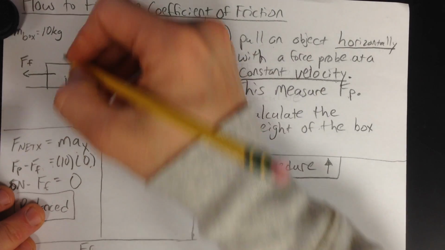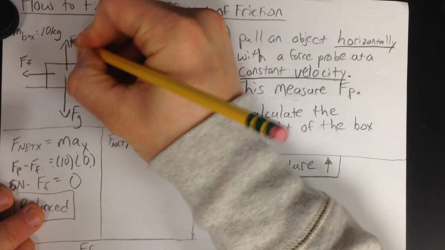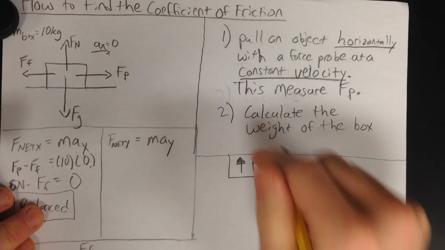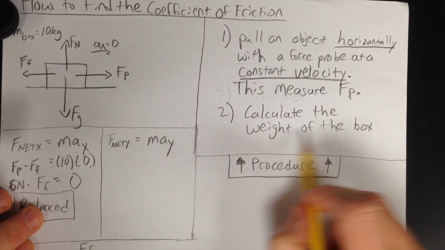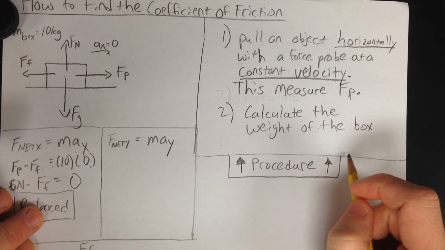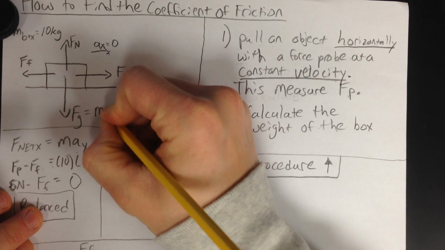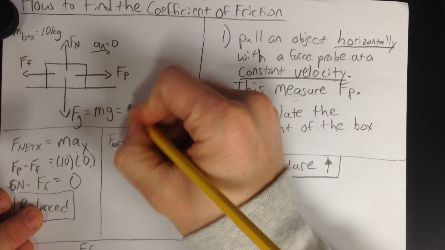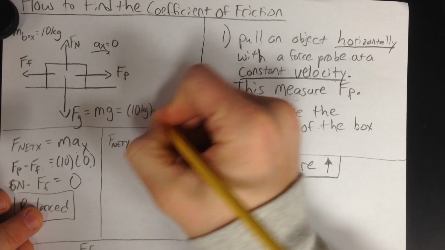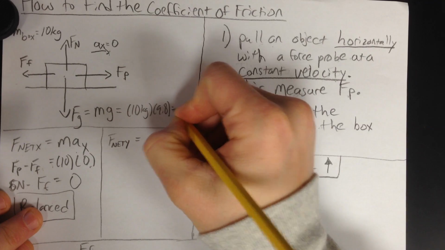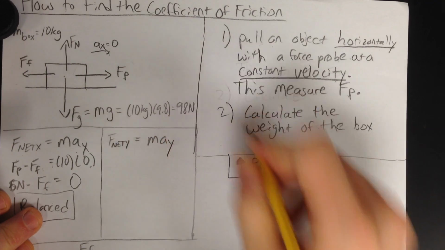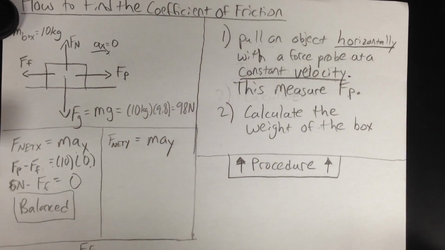Now, the second part of our procedure deals with finding Fn to calculate mu. To calculate Fn, the support from the table, we have to calculate the weight of the box first. That's Fg. Fg equals mass times gravity. Mass is 10 kilograms. We're on Earth, 9.8. So 98 newtons in our example.